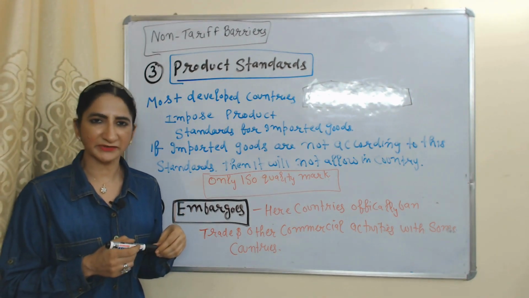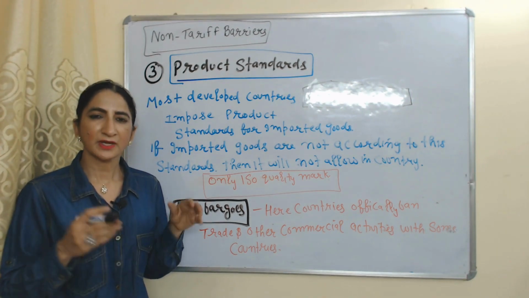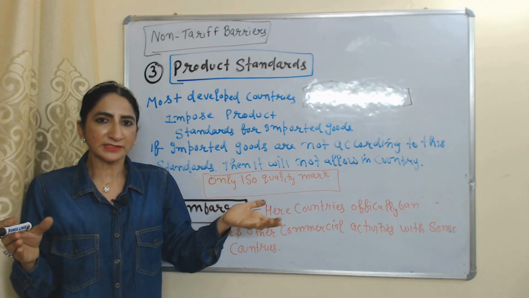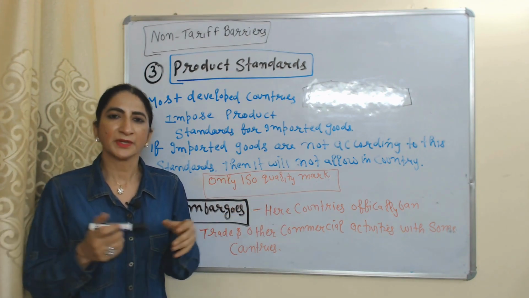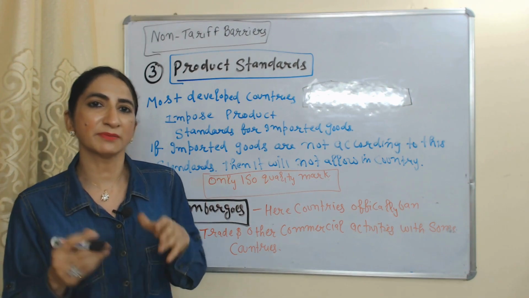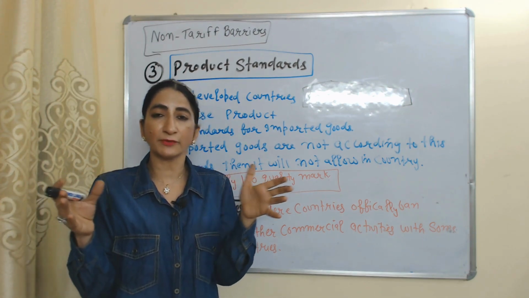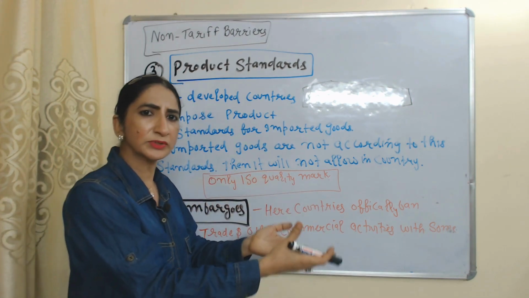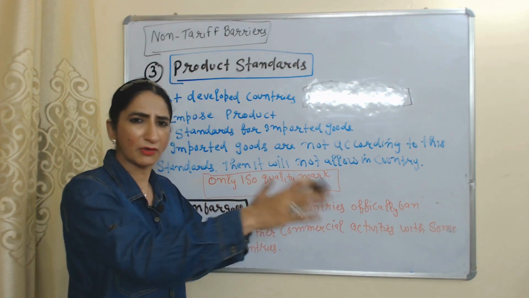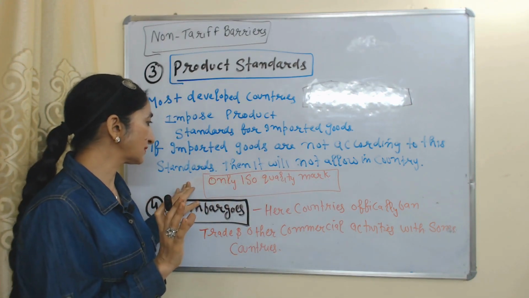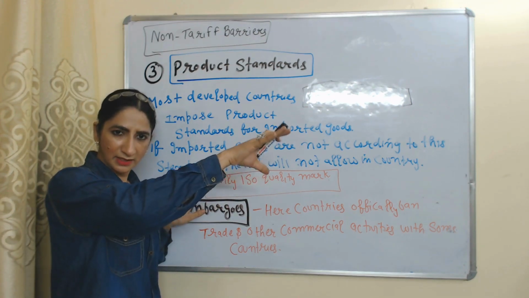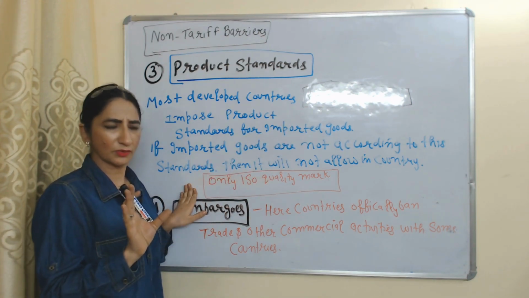Next non-tariff barrier is product standard. Most developed countries impose some product standard for imported goods. If imported goods are not according to this standard, then they will not be allowed in their country. For example, some countries announce that only ISO quality mark products are allowed in their country, others are not.